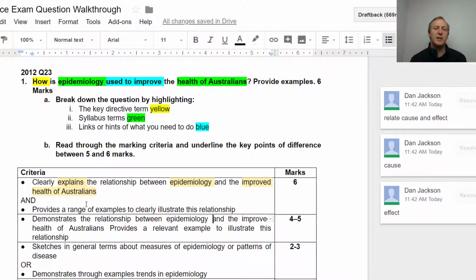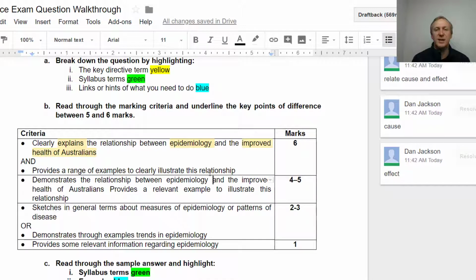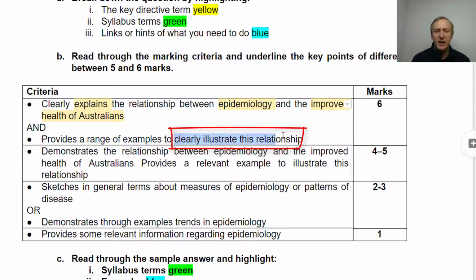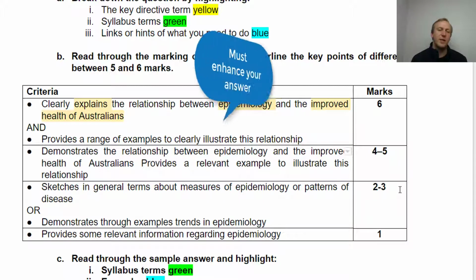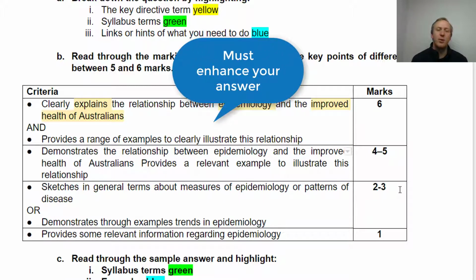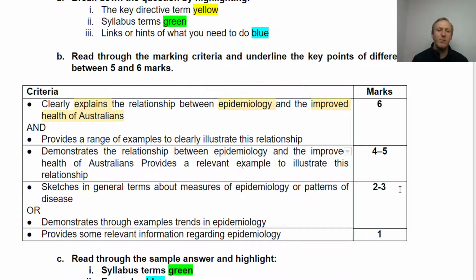And obviously, I also need to provide a range of examples to clearly illustrate the relationship. Okay, now note that this is to clearly illustrate the relationship. Okay, that is one of the key aspects of using examples. You have to make sure you're using them to enhance your answer and to really make relationships clearer, or to show further depth of knowledge, or to help you to analyze, providing points for and against and stuff. Your examples need to enhance that, not just be tacked on at the end.